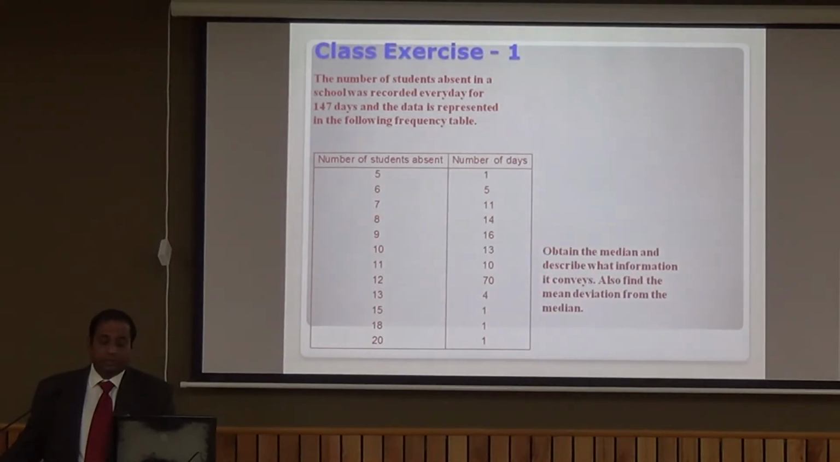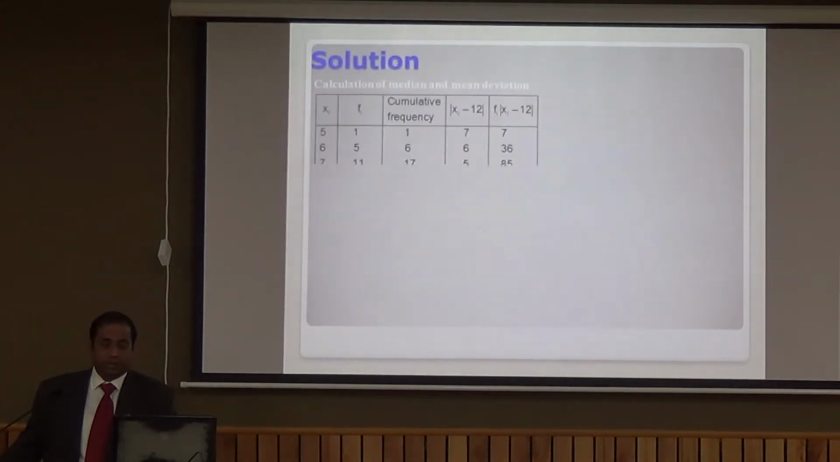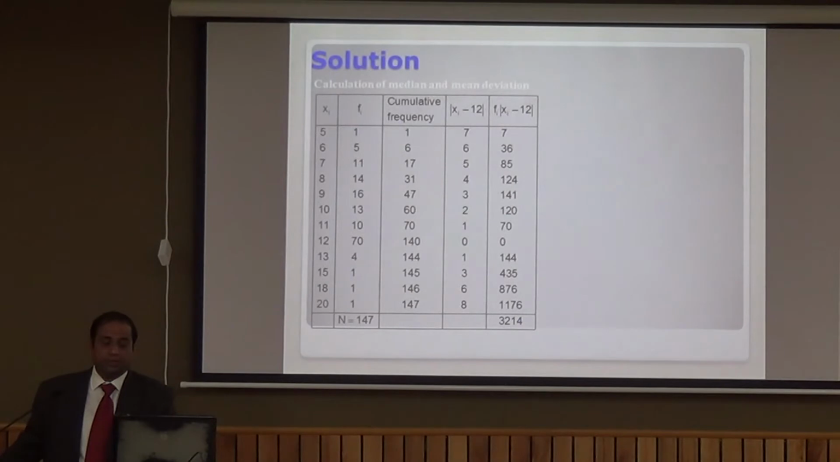Then we obtain the median and describe what information it conveys. Also find the mean deviation from the median. So two calculations we have to find, that is the median and the mean deviation about the median. Solution of this part: we first calculate the median and the mean deviation. As we have already done the formula, the first column has the values xi's and fi's. We will calculate the cumulative frequencies.